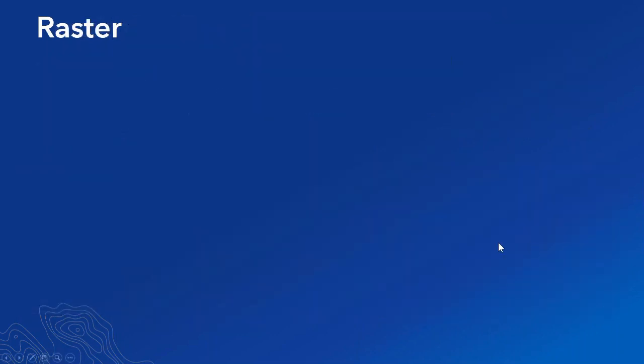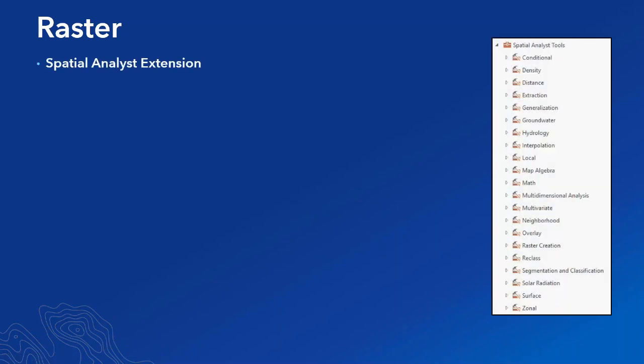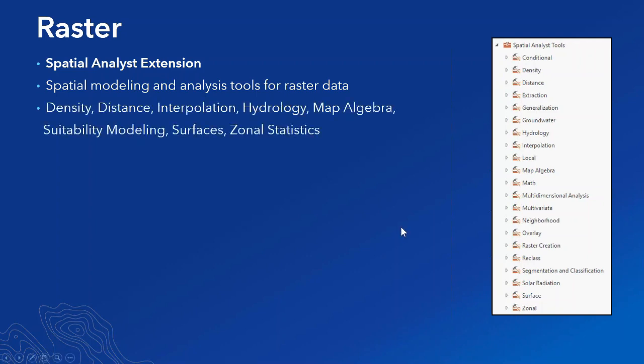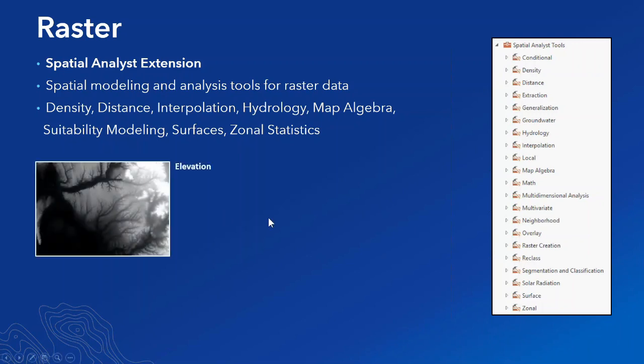Raster analysis. Now, raster analysis involves many of the similar proximity and overlay concepts, except with raster rather than vector data. These tools exist in the Spatial Analyst toolbox and require the Spatial Analyst extension. And they're mainly for doing things like spatial modeling and analysis using raster data. Things like density analysis and all sorts of distance type raster surfaces. You have some deterministic interpolators, and you could do traditional map algebra, suitability modeling, and create different surfaces.